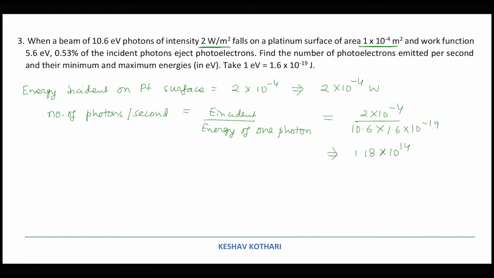Now the next part which we are dealing with is saying 0.53% of the incident photons eject photoelectrons. So the next thing which I am calculating is the number of photoelectrons emitted per second. So the number of photoelectrons emitted per second will become equal to 0.53%, that is 0.53 by 100 into 1.18 into 10 to the power 14. So we get a value equal to 6.25 into 10 to the power 11 photoelectrons per second.